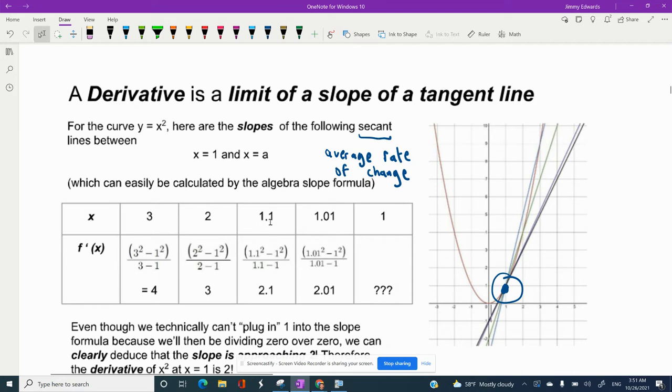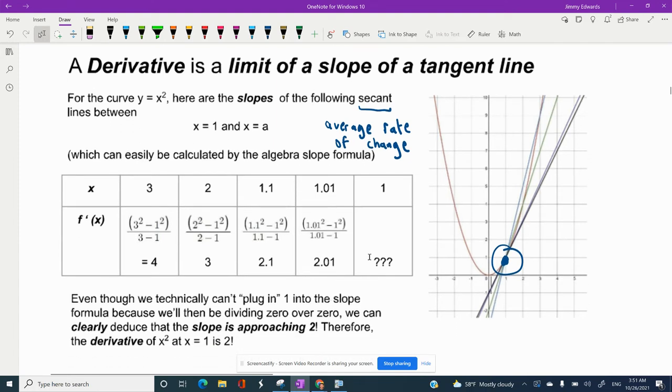The slope formula at 1.1, so we're getting closer and closer to 1, the actual derivative at 1, we get a slope of 2.1. And then if we use 1.01, we get a slope of 2.01. And eventually, we can't actually do just 1 squared minus 1 squared all over 1 minus 1, because that would also get a 0 over 0, just like in the last slide. So we can't actually find the slope at a point using only one point.